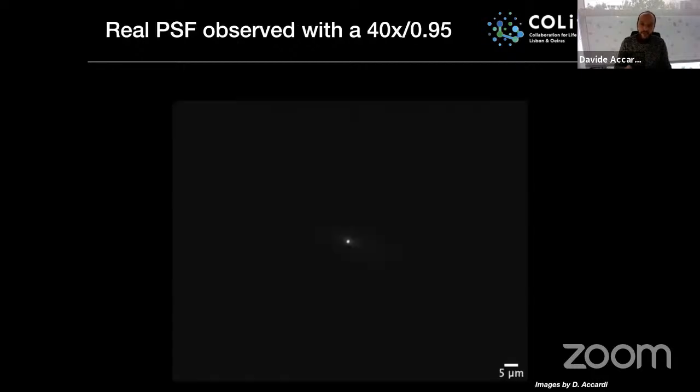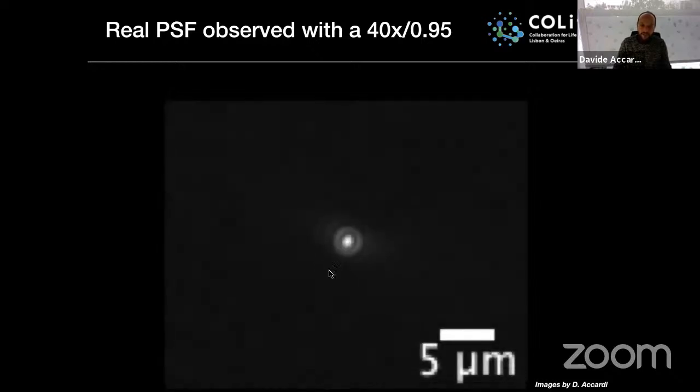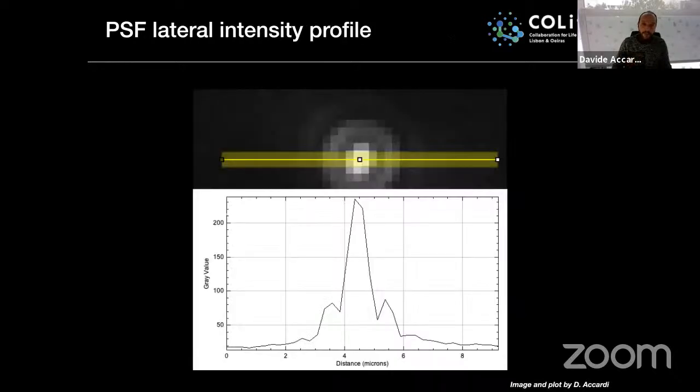This one is a real point spread function that I took in one of our microscopes. You can see here the central Airy disk and the diffraction pattern. I will just zoom in, you see. And here, drawing a line and calculating the intensity profile along this line, you have intensity versus distance in microns. You will see a progressively higher signal until we reach the central disk of light, which has an approximately Gaussian signal. Then again, the signal goes lower and lower in these side slopes.